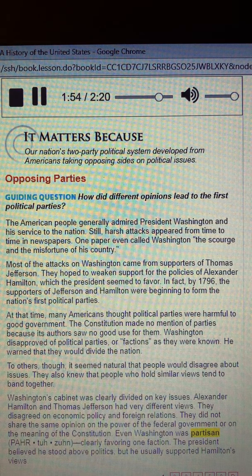Thinking like a historian. Analyzing political cartoons. Newspaper.